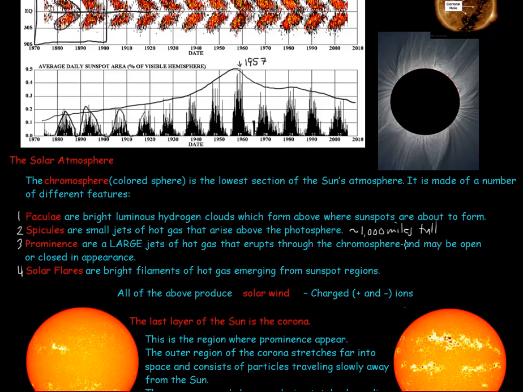And they can only be called qualitative rather than quantitative when we talk about small. They're only small when we compare them to the prominence, the very large jets, and these things can be hundreds of thousands of miles tall. Okay, they can also be open or closed.